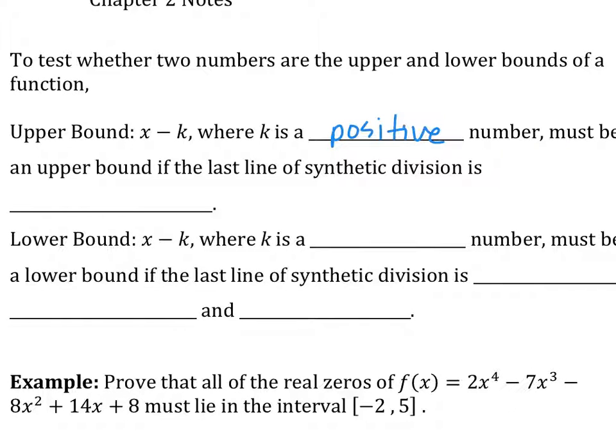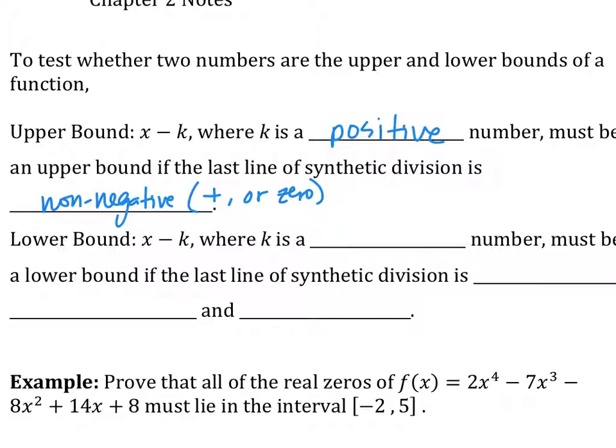Okay, so let me just read this whole thing and then you can fill it in and I'll explain what it actually means. Must be an upper bound if the last line of synthetic division is non-negative. So that means plus or 0. So non-negative, as long as it's not a negative number.